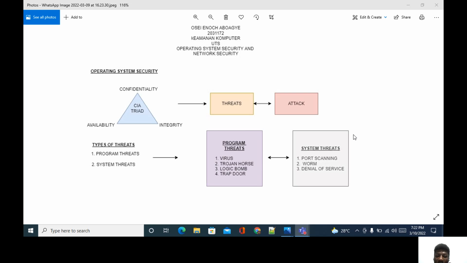Attackers usually use zombie systems. So in port scanning, they usually use zombie systems to get the weaknesses in the system. Then the next one is worm.